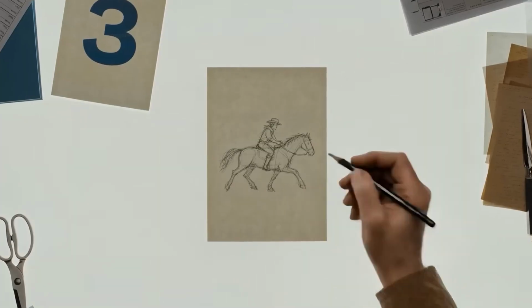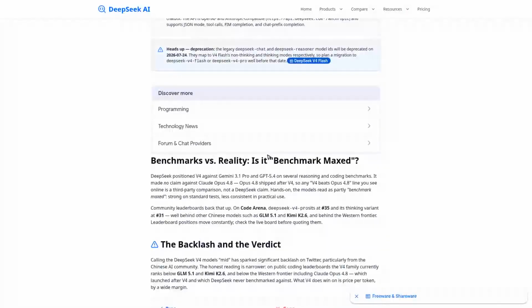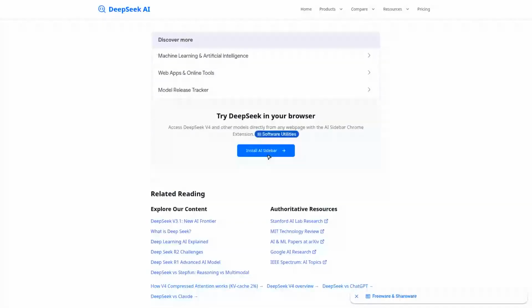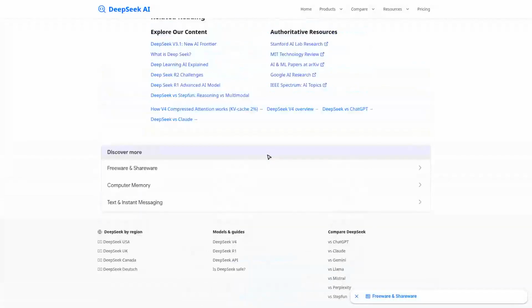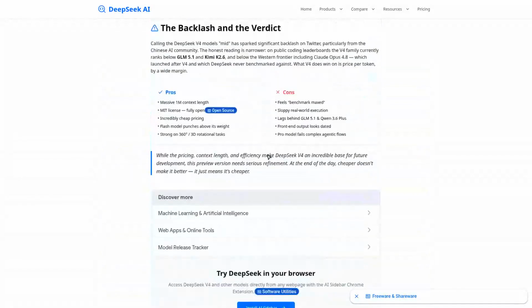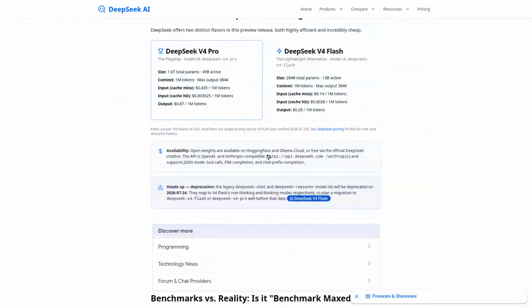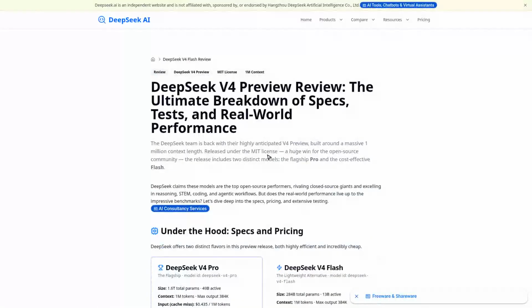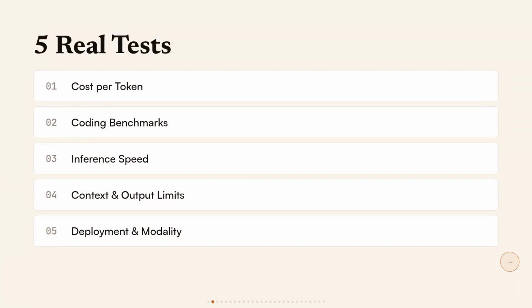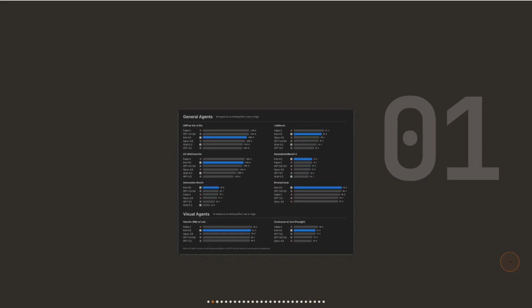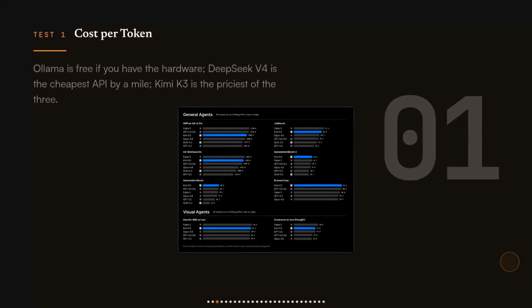Ollama, Kimi K3, and DeepSeek V4 are the three names people keep throwing into the same best free AI argument. So I pulled every cost, coding, speed, context, and deployment number I could source and ran them head to head. The real surprise isn't which one is cheapest, it's that Kimi K3's headline coding score doesn't survive an independent test, and it's also the slowest model in this entire comparison.